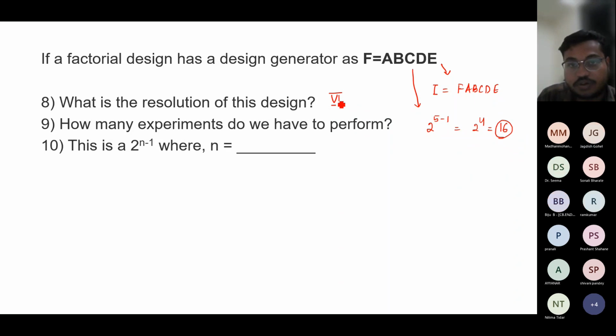So again, this is a 2 to the power n minus 1 design, where n is equal to 5, as we saw here. n is equal to 5.